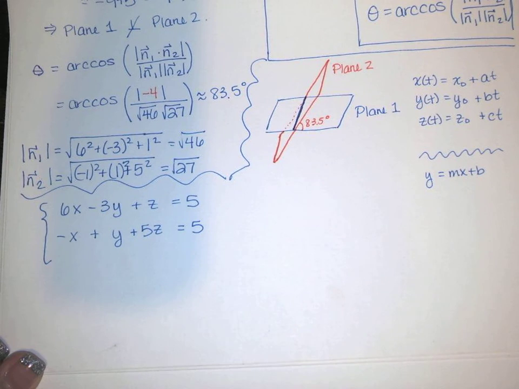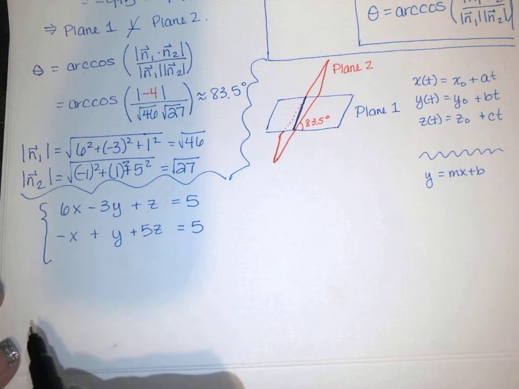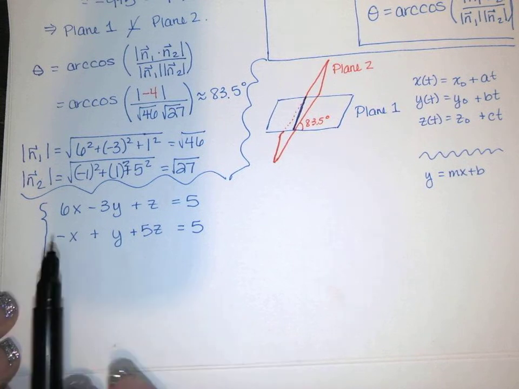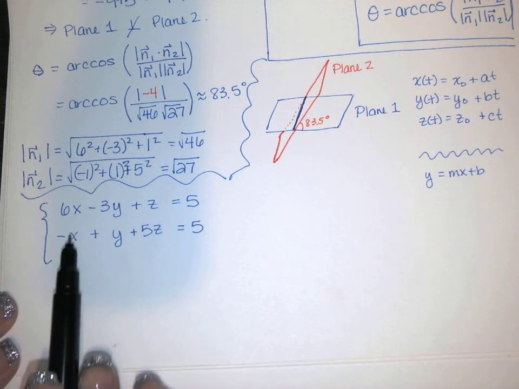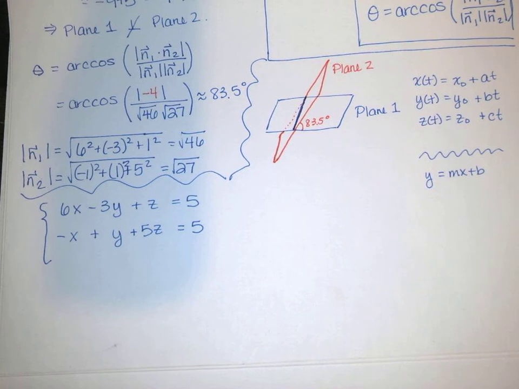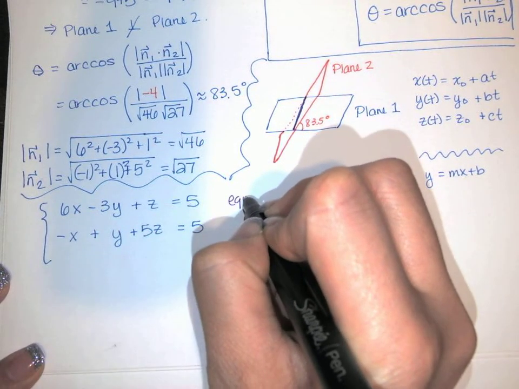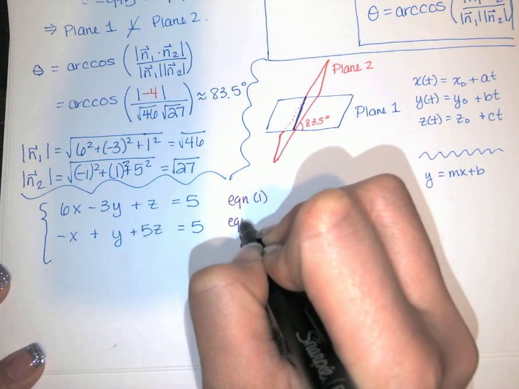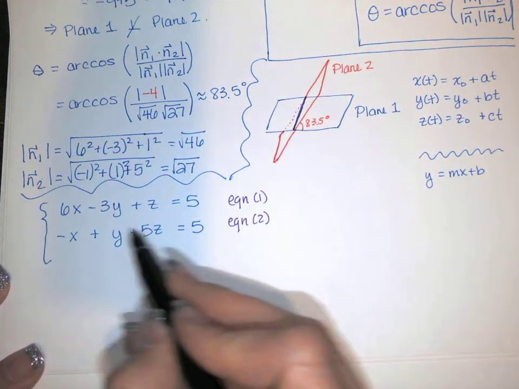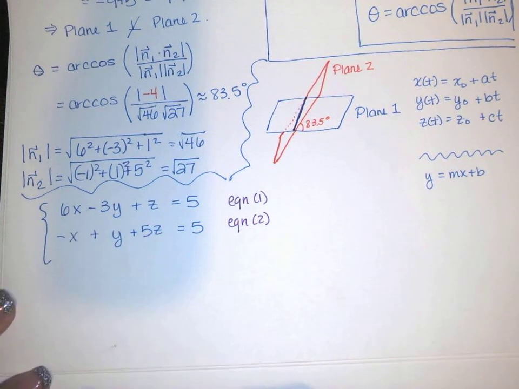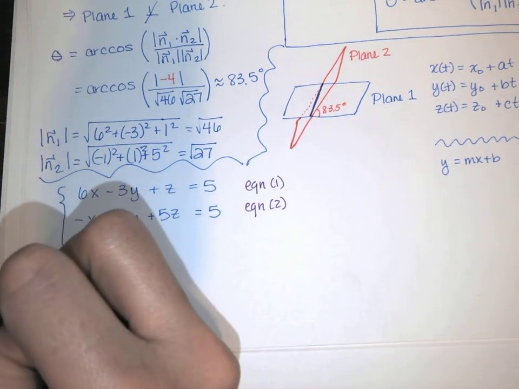So let's say I'm solving this system of equations and I want to get rid of the x's. Just like we're in algebra class, I've got a 6x here and a negative x. I'd really like this to be a negative 6x so that when I add them together, the x's are gone. Now that can be done if I call this equation 1 and this equation 2, and I multiply equation 2 by 6 and add it to equation 1. So let's do that.